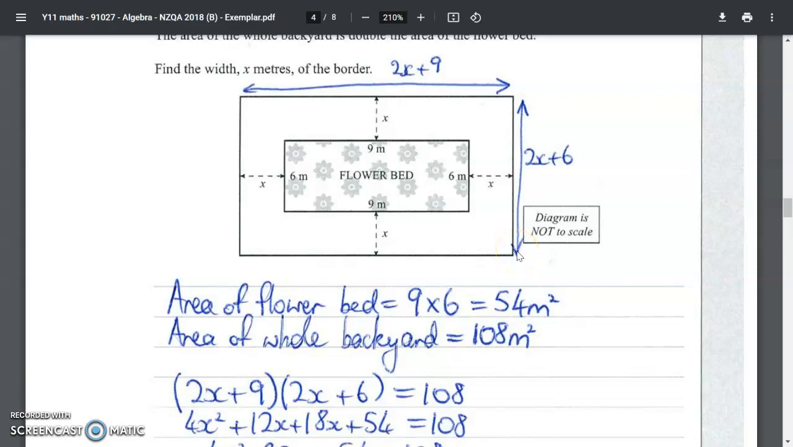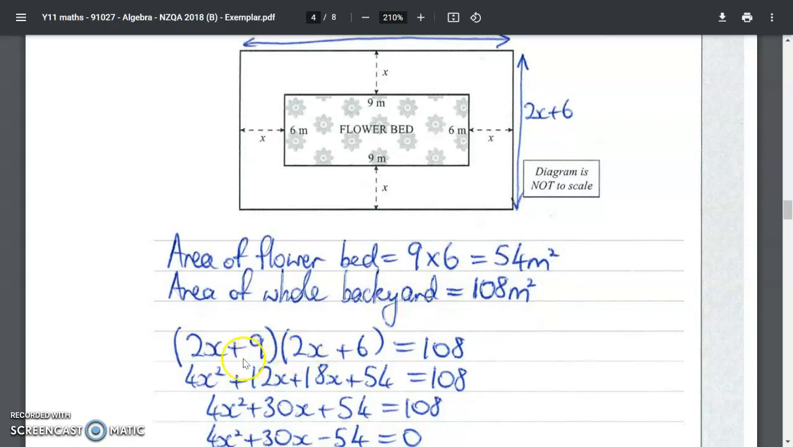Now, if we look at it along the bottom, we've got x plus 9 plus x. So that's 2 lots of x plus 9 across the whole width, so that's 2x plus 9. Going vertically, we've got x plus 6 plus x, which is 2 lots of x plus 6, so that's 2x plus 6. So the whole area is base times height, which is 2x plus 9 times 2x plus 6, and that equals 108. So that's our equation that we've formed there.